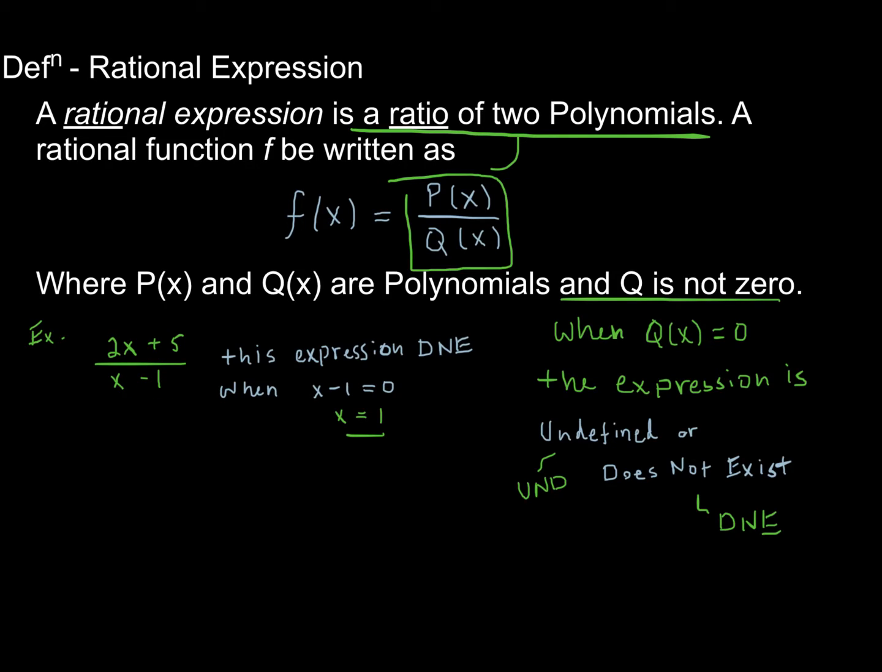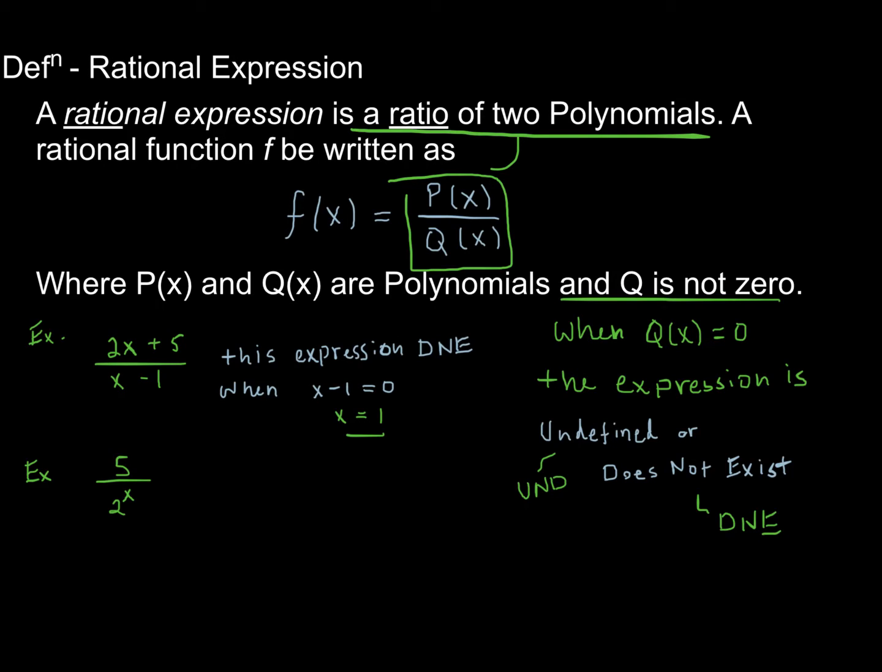So think about that from a graphical standpoint. Let's just say we were graphing this function and you were coming along and you were plotting a bunch of points. Would you be able to plot a point when x is equal to 1? And the answer is no. You'd have no way of defining what this expression is equal to when x is 1. And so we say that this expression does not exist or is undefined when x equals 1.